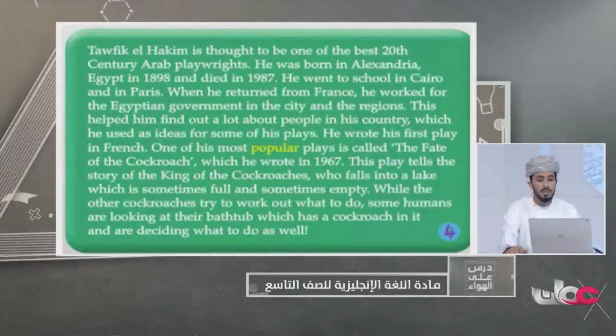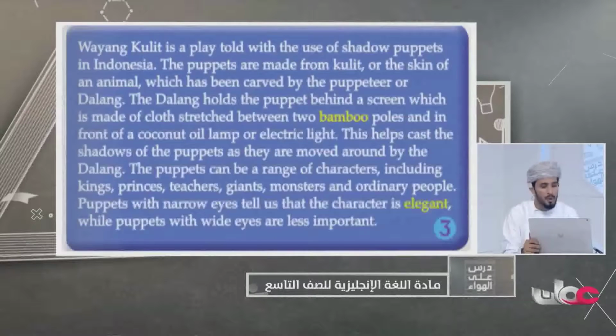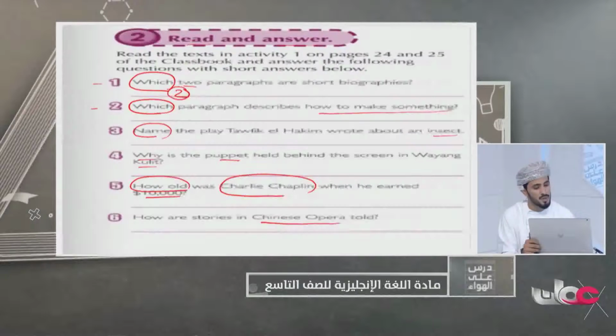Tawfiq al-Hakim is thought to be one of the best 20th century Arab playwrights. And from the first sentence, they are talking about Tawfiq al-Hakim. He was born in whatsoever. So the writer of this fourth paragraph is writing about someone else's life. He is talking about Tawfiq al-Hakim's life. So number 4 is a biography. So number 2 and number 4 are the answers.